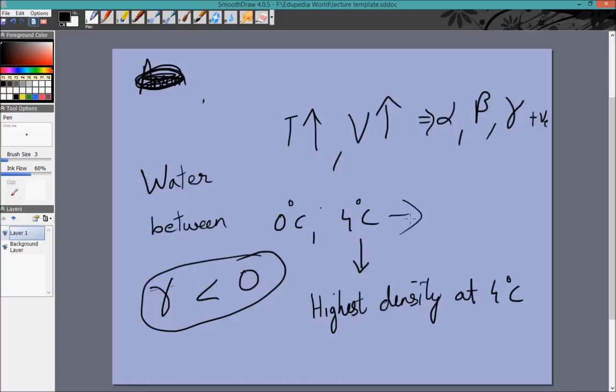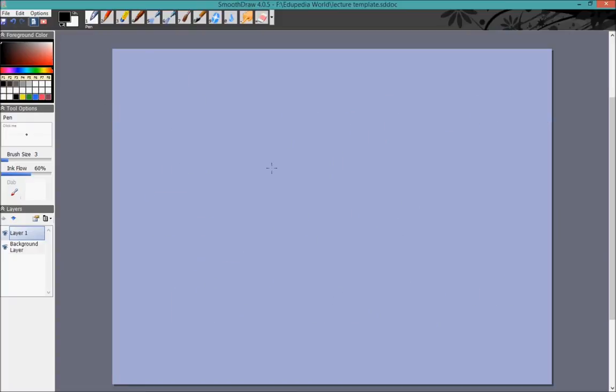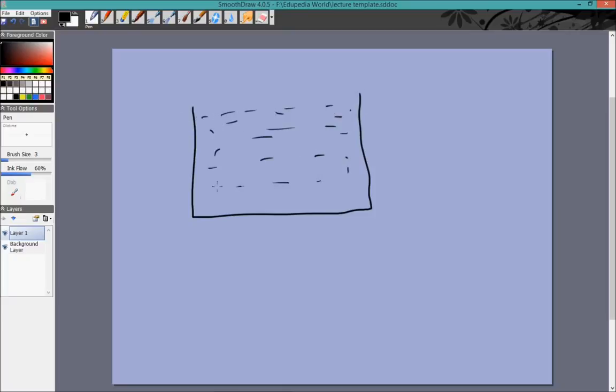This has one very fascinating application, and some people have argued that that is one of the reasons why water is essential for the sustenance of life, and why whenever we look at other planets and we are searching for life, the first thing we look for is water. And the reason for that is this. Let's assume this is a lake, which has a lot of water. Now as the temperature decreases in the winters, the water tends to become colder, right?